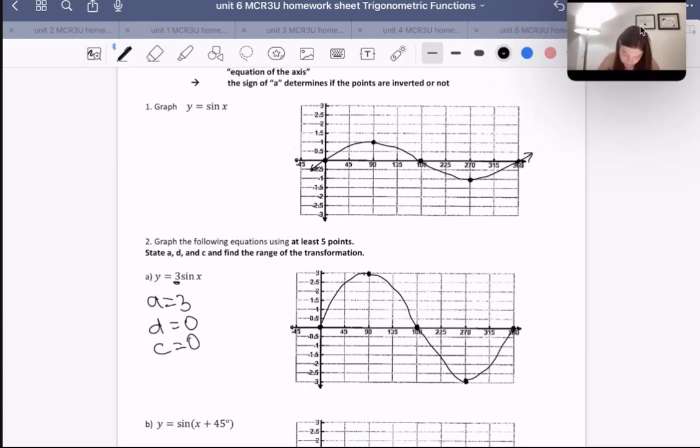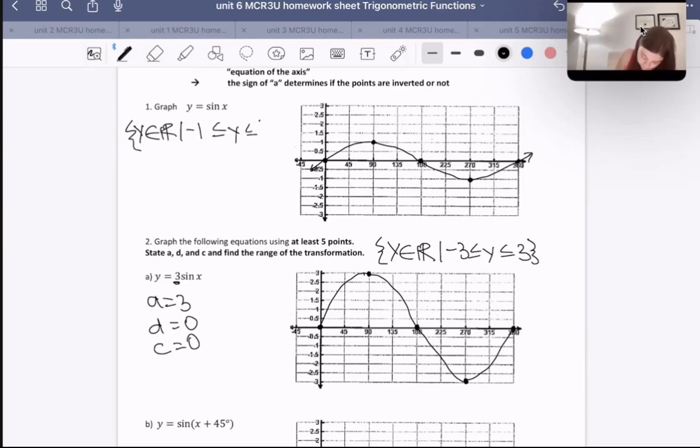Now they also ask, what is the range of the graph? Well, the range is going to be from -3 to 3. Normally it would be from -1 to +1. In this case, we've expanded that range all the way from -3 to +3 because we changed our amplitude. That's why it switches there, because the range of this first one here is going to be from -1 to 1.